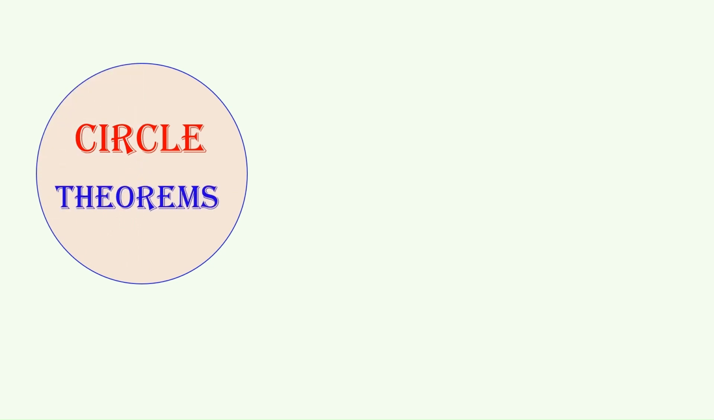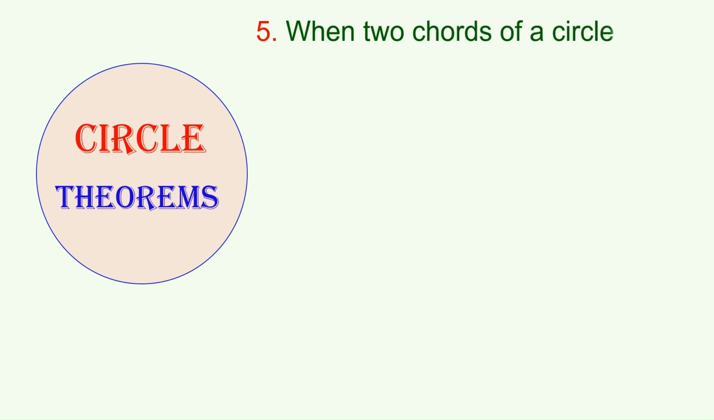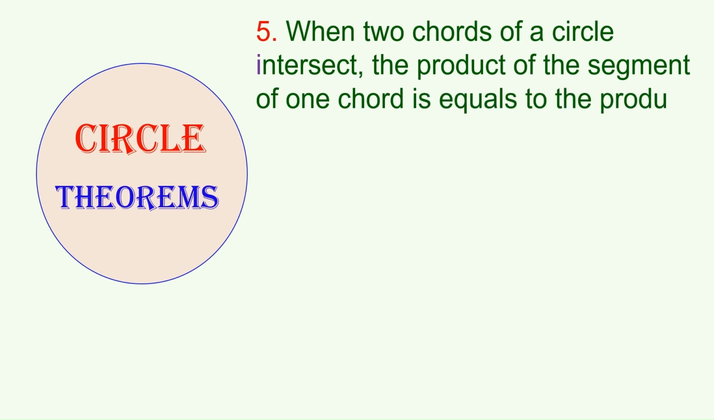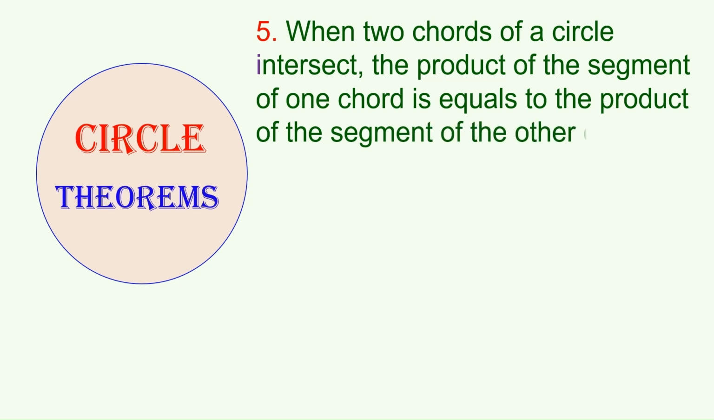The circle theorems. Number 5. When two chords of a circle intersect, the product of the segments of one chord is equal to the product of the segments of the other chord.